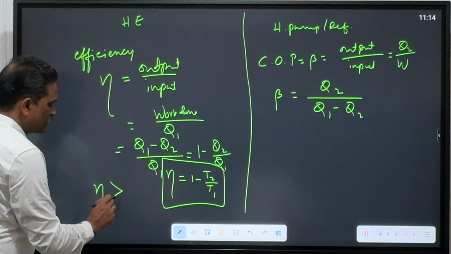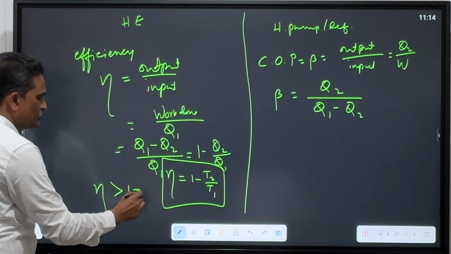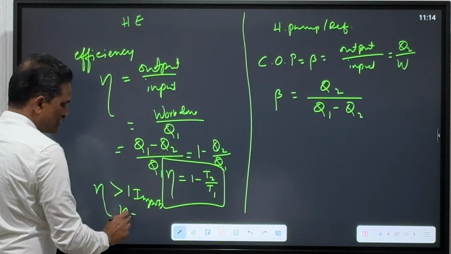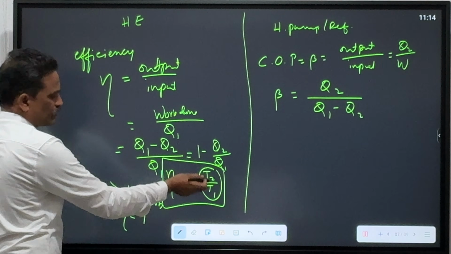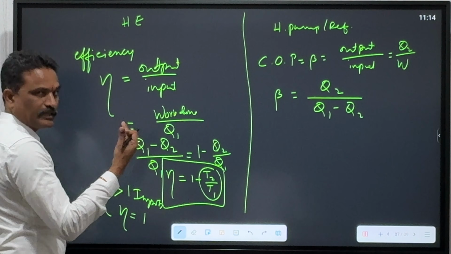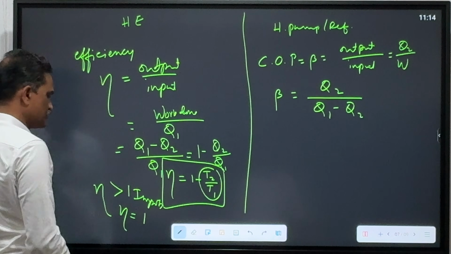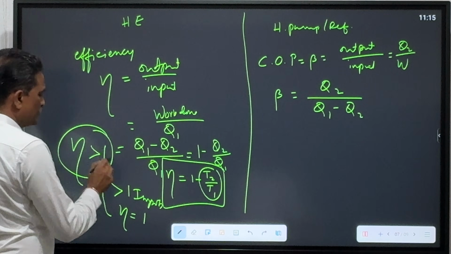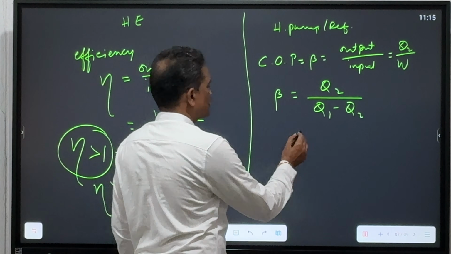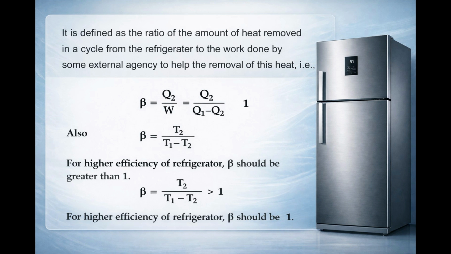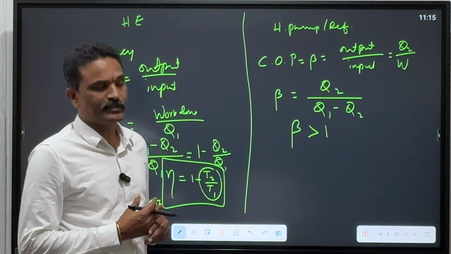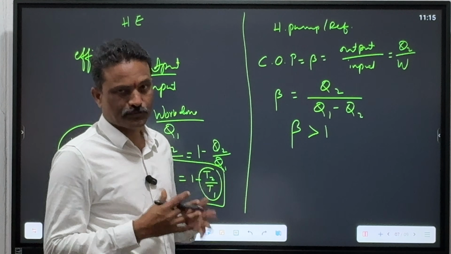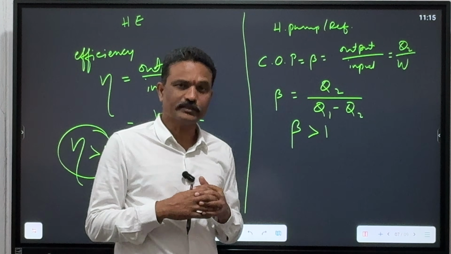Eta cannot be greater than 1. This is impossible, because if you want to make it at least 1, these two must be equal. When they are equal, at equal temperatures, heat cannot travel, so work cannot be done. So having the efficiency of a heat engine greater than 1 is impossible. But beta can be greater than 1. That is, the coefficient of performance of a refrigerator can be greater than 1. The two diagrams you have to define, and you have to write the formulae related to them. Then you will get 8 marks. Thank you.